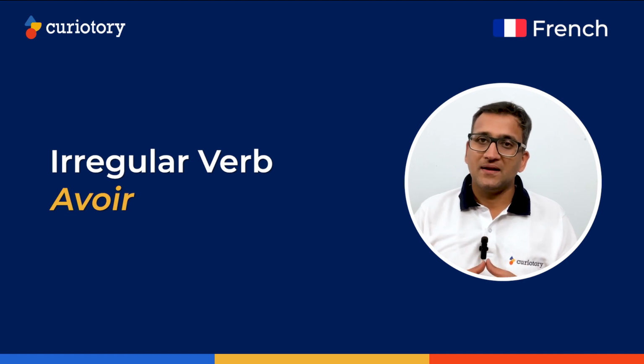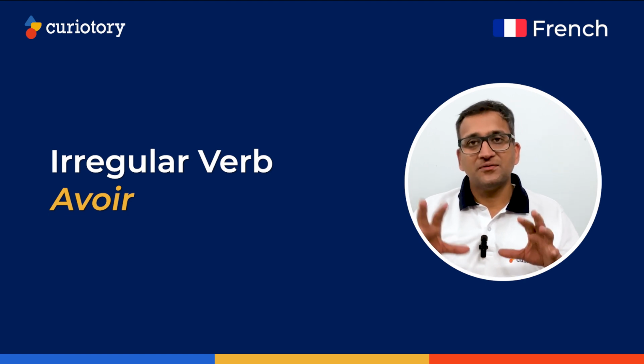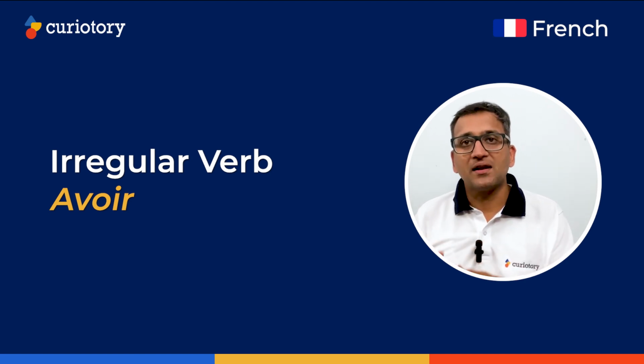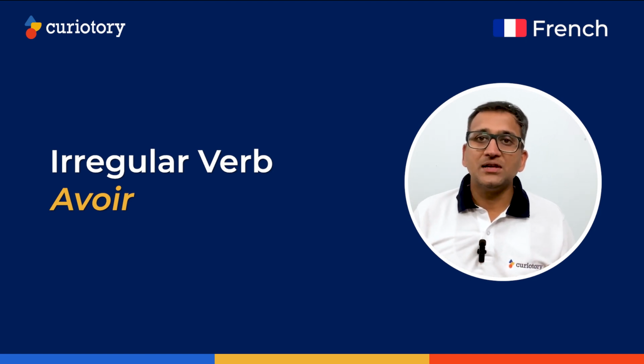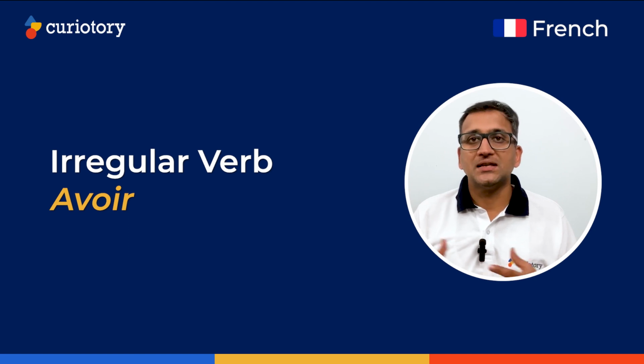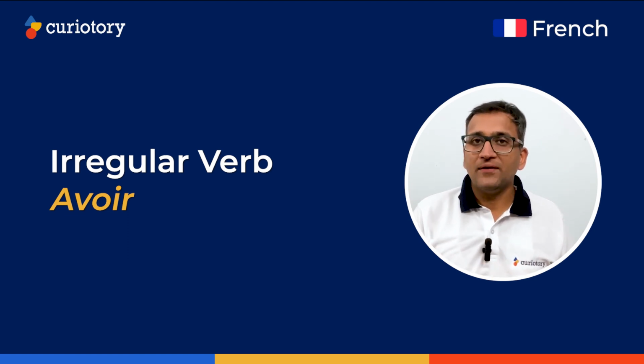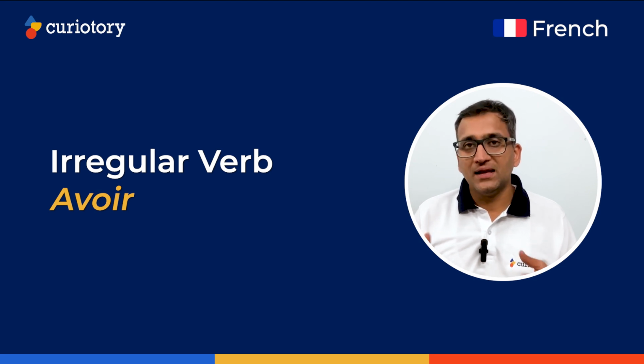As I explained earlier also, French has different types of verbs, regular verbs and irregular verbs. Regular verbs are those verbs which follow a certain pattern. But irregular verbs don't follow a pattern, like the verb être, which means to be. You've already learned that. Now, look at the verb avoir.